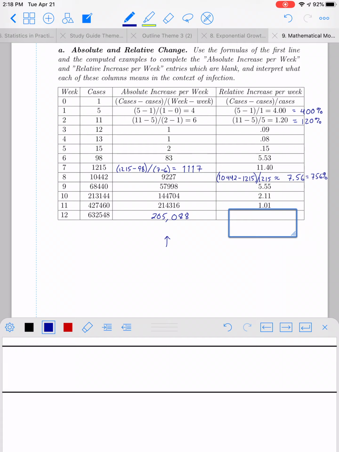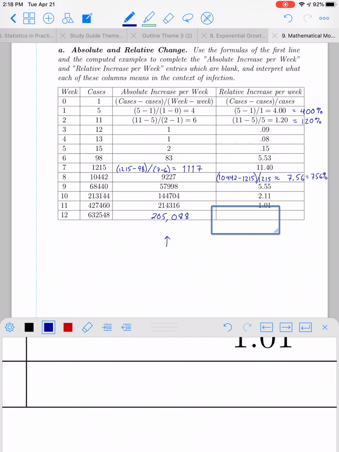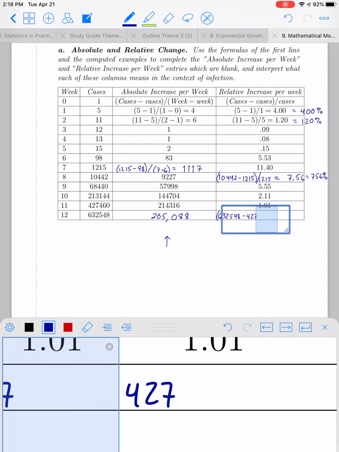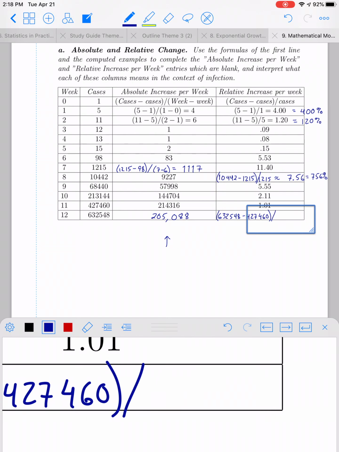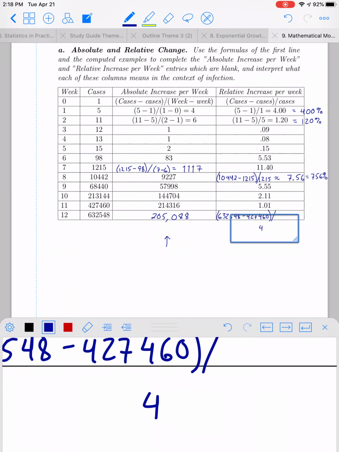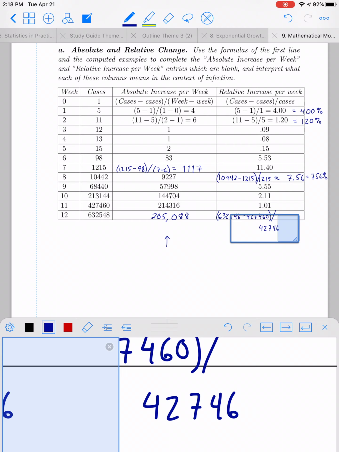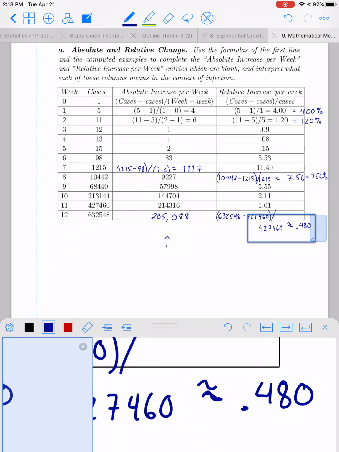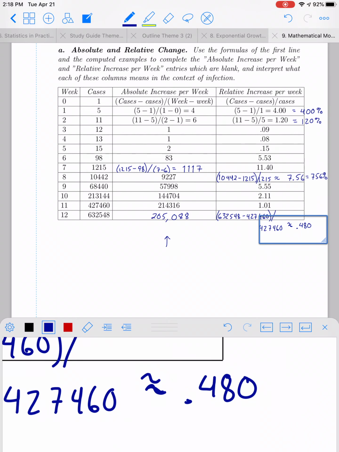For our last column down at the bottom, do the same calculation: (632,548 minus 427,460) divided by 427,460, the old value, which is approximately equal to 0.480. So that's 48% down at the very bottom.